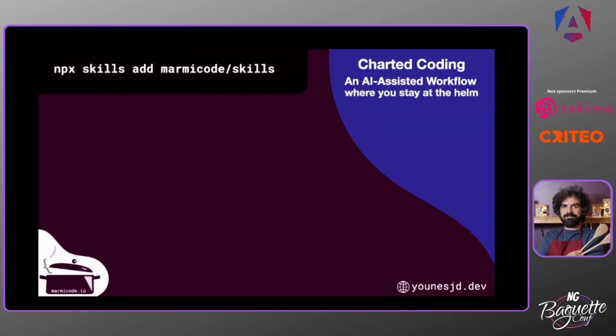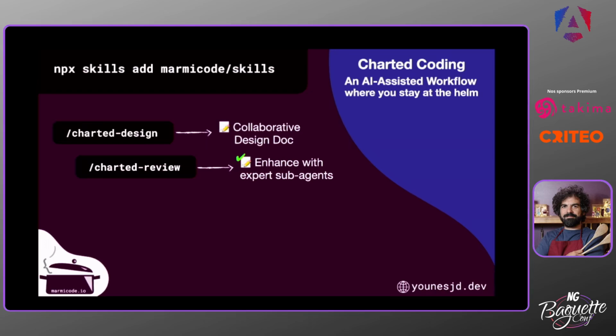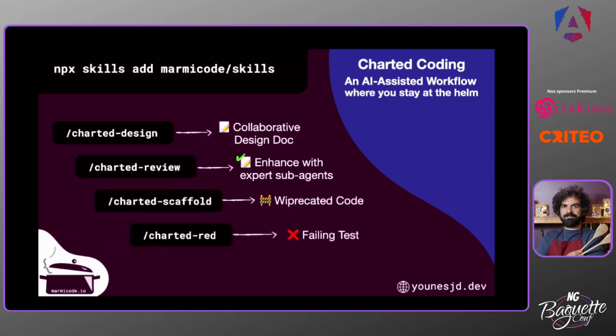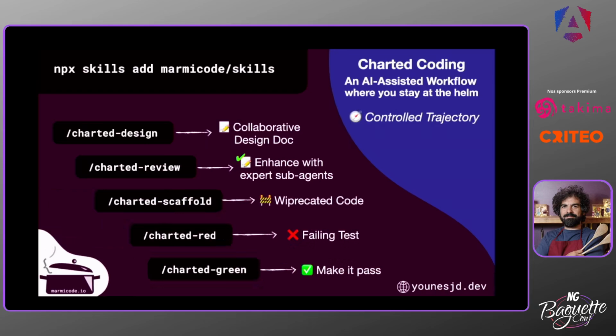So if you want to try it, you can install the skills. You use the design skill to generate a design doc, you review, you scaffold, you make the tests fail, and then make them green. This way you have a more controlled trajectory and cheaper steering cost, because you can steer, and you have lower token usage, of course. And you're more focused because you don't keep context switching. And that's all the magic, that's about it.